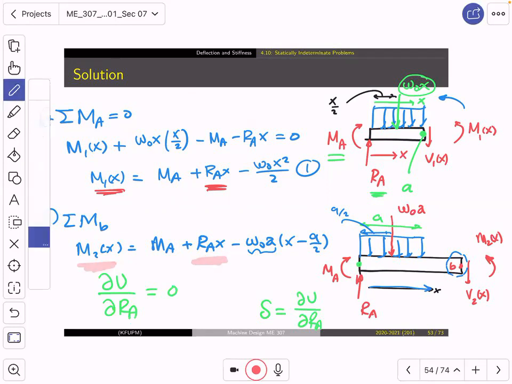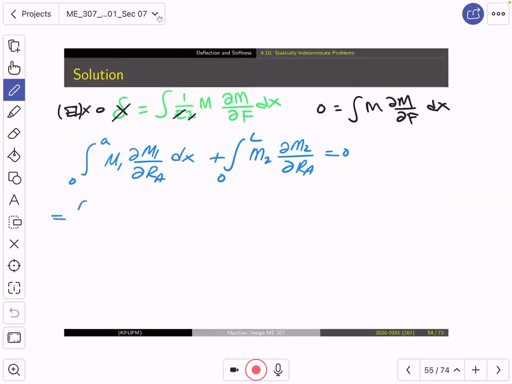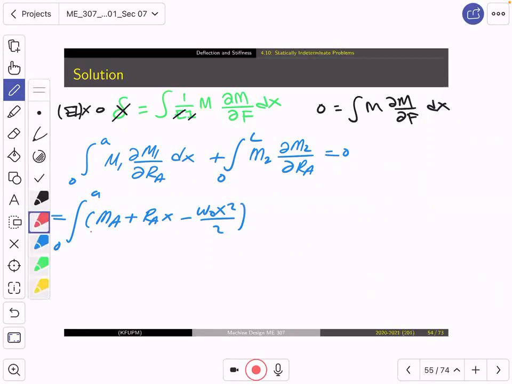Okay. Here, what would I do? I will have this one, the integral from 0 to A, multiplied by MA, if you remember the equation, plus RAX minus W0 x squared over 2. And then the derivative of this. What is the derivative of this one with respect to RA? It's X.